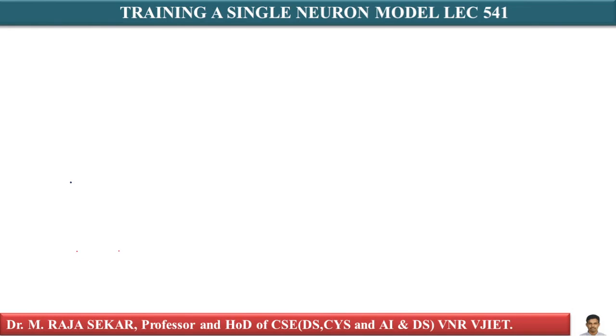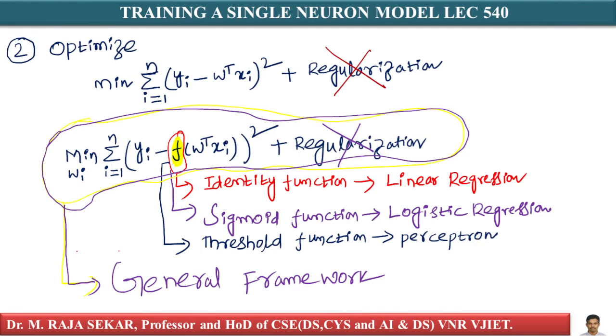This is lecture number 541. In this lecture, I will continue my discussion on training a single neuron model. Before understanding this lecture, I request all of you to go through my previous lecture, that is lecture number 540. This is the slide which we discussed in lecture number 540.